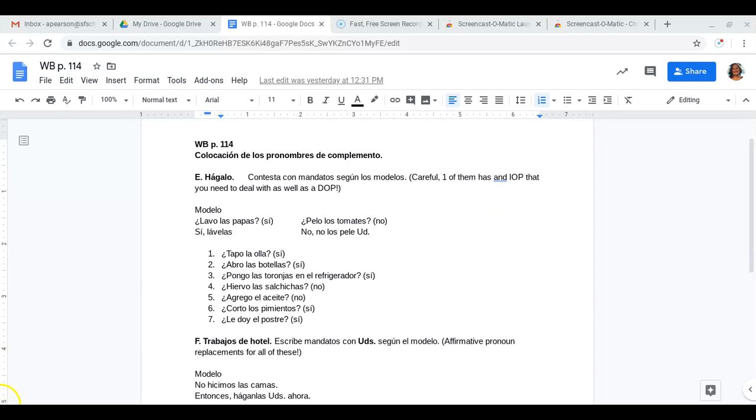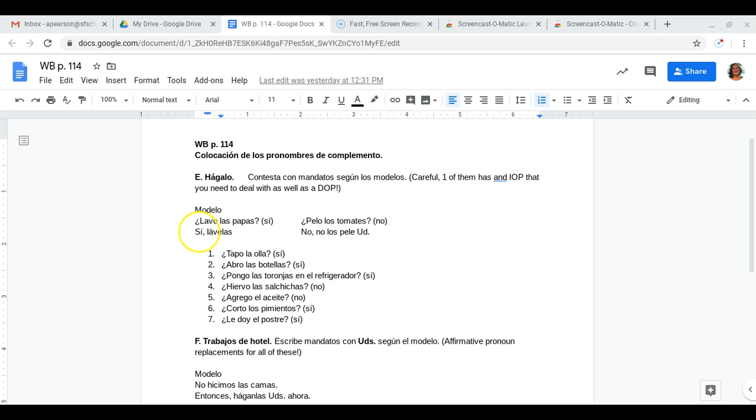Okay, guys, so quick explanation of what you're going to be doing today. For activity E, hágalo, that is an affirmative command, but we're going to be deciding whether to tell someone to do something or not based on what the instructions give you. So contesta con mandato según los modelos. So let's go over the models so that you understand what's going on.